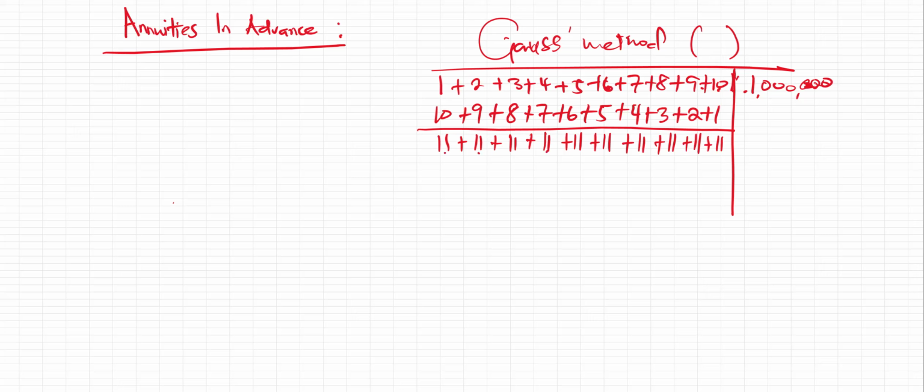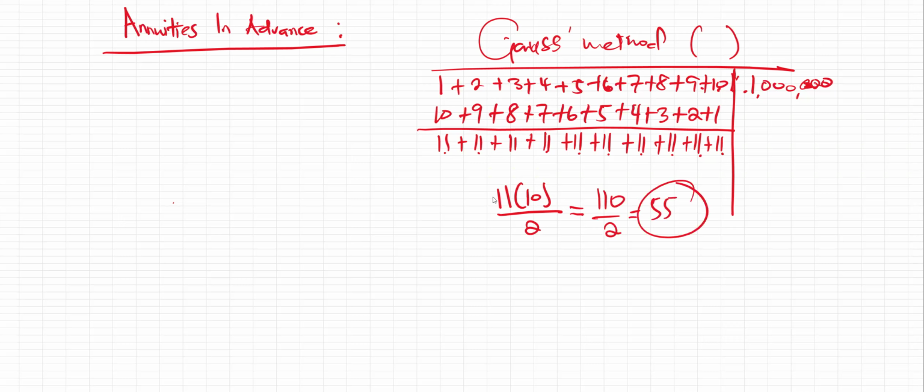1, 2, 3, 4, 5, 6, 7, 8, 9, 10. So 11 times 10. But I did it twice, so the sum must give me how much? 11 times 10 is 110, but I did it twice, so I must divide by 2. So I have 110 divided by 2, and that gave me 55. That means 1 to 10 is equal to 55. You can do it on your calculator.